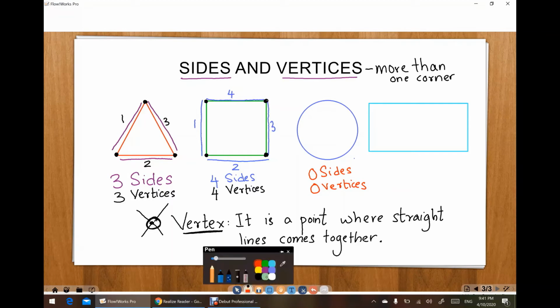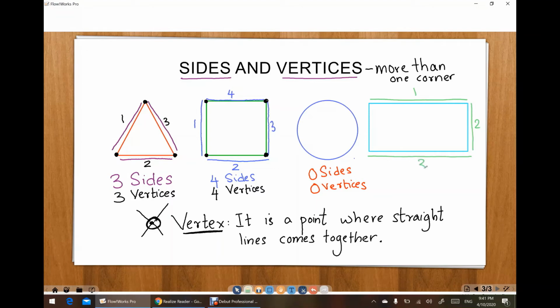Now let's move to our next shape here. Let's count how many sides we have here. 1, 2, 3, 4. So a rectangle also has 4 sides. And how many vertices? 1, 2, 3, 4. Right? 4 vertices. So do you understand how we can find the attributes of these shapes?